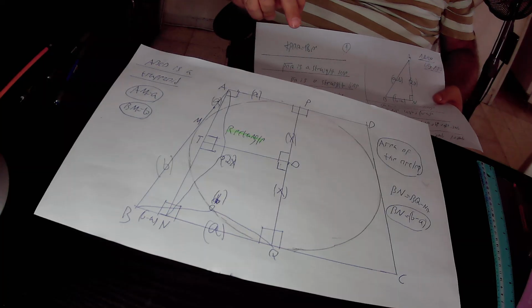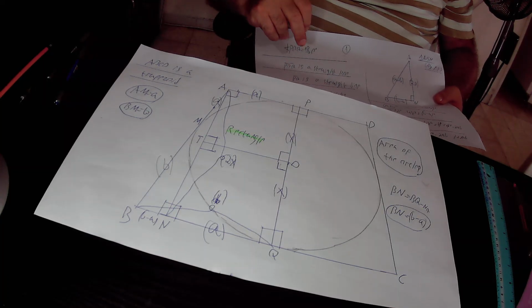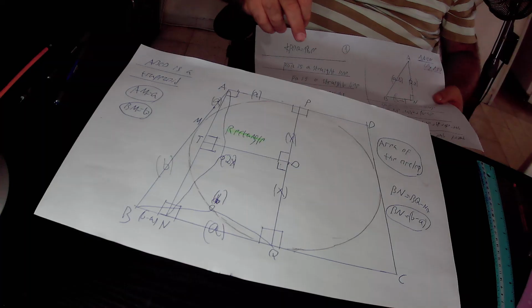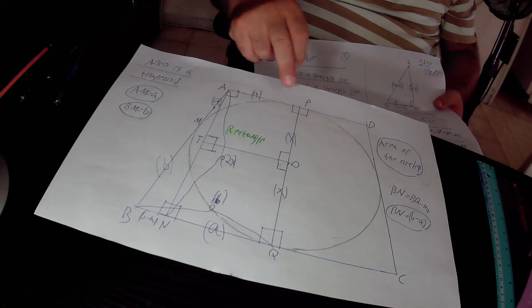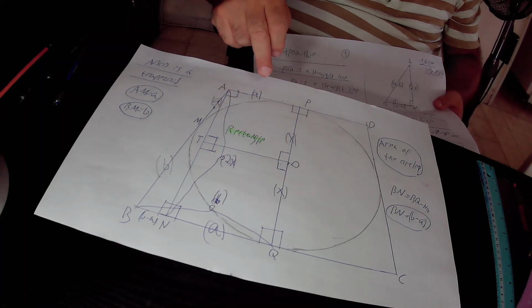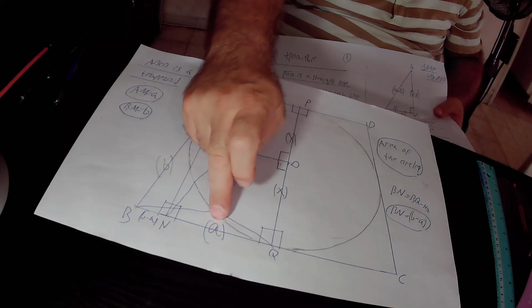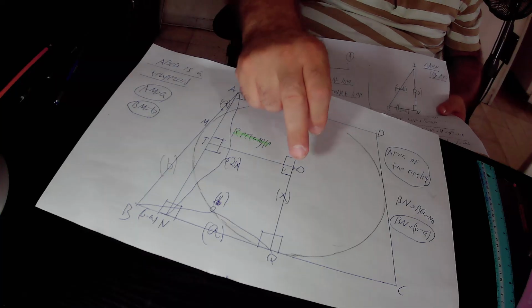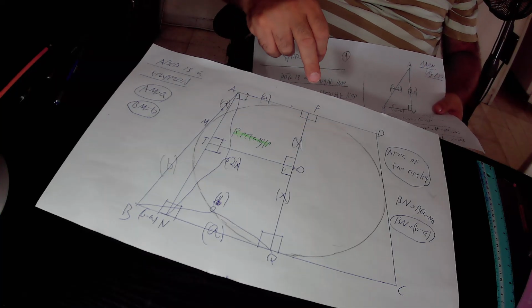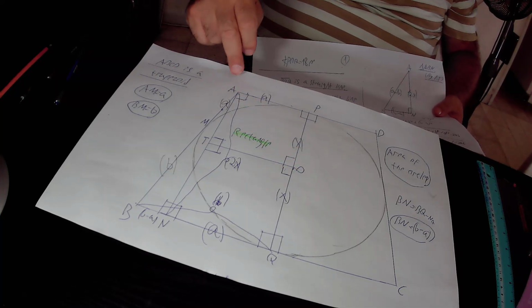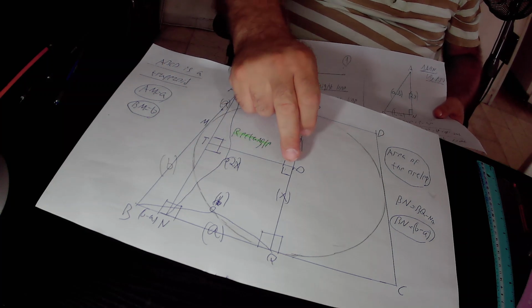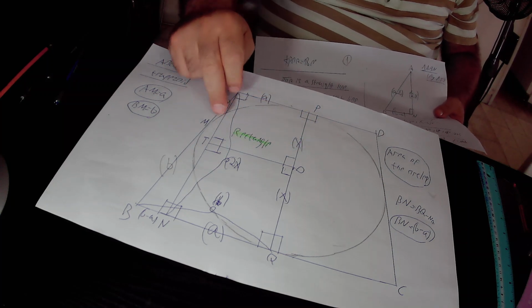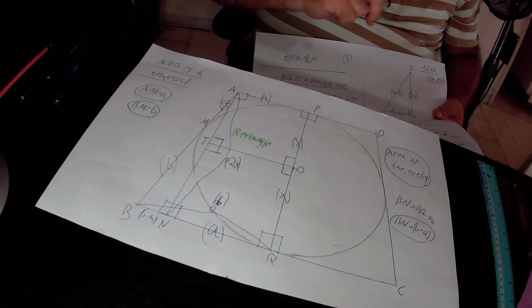But we also know that the opposite sides of a rectangle are equal to each other. So in rectangle APQN, side AP must be equal to the opposite side QN. But AP is a, therefore QN must also be equal to a in its length. Likewise, in the same rectangle APQN, side PQ must be equal to the opposite side AN. But PQ is x plus x, that is 2x, therefore the opposite side AN must also be equal to 2x units in its length.